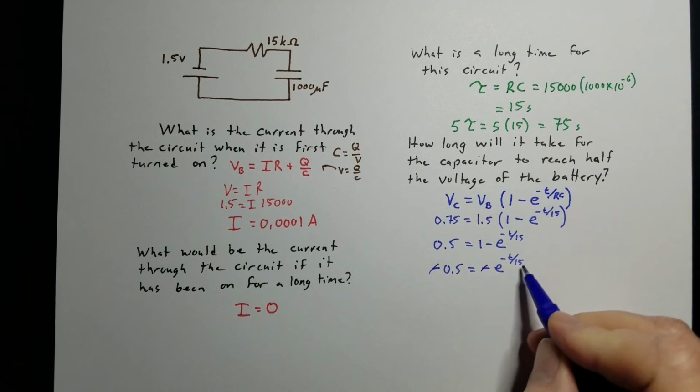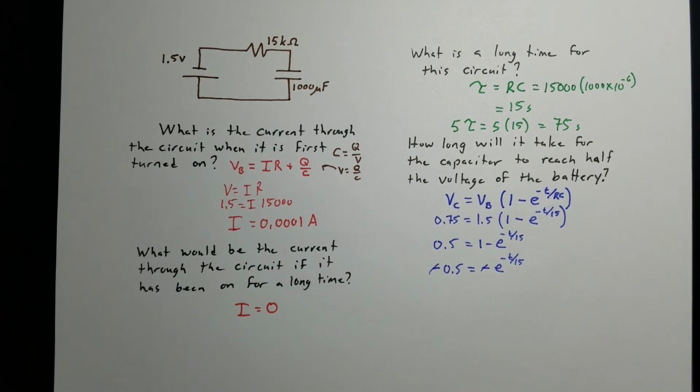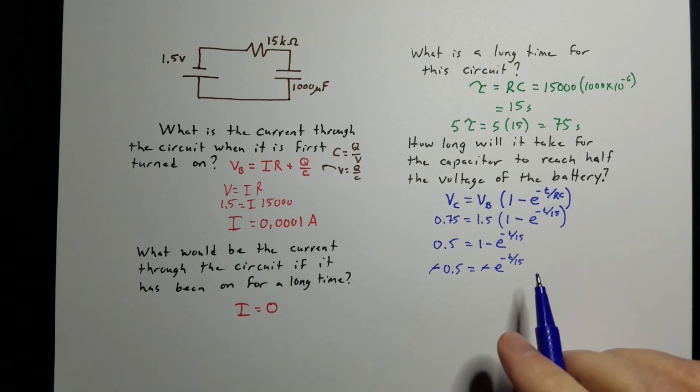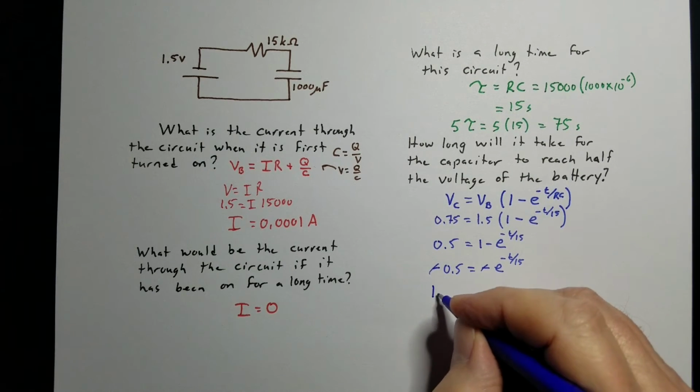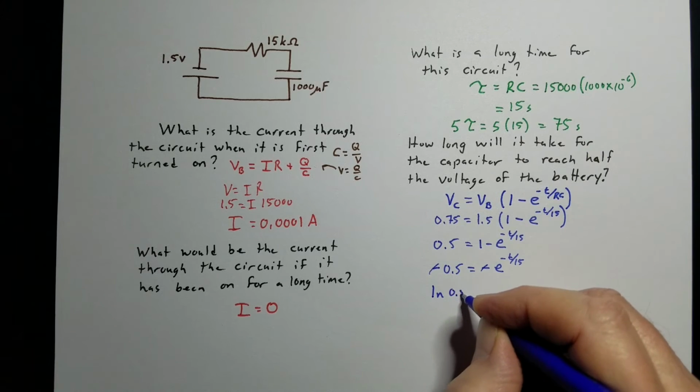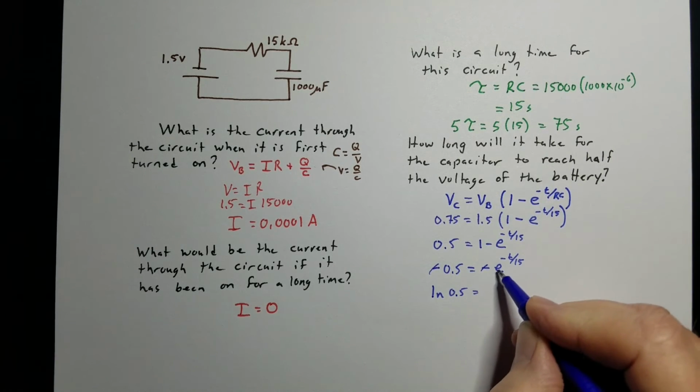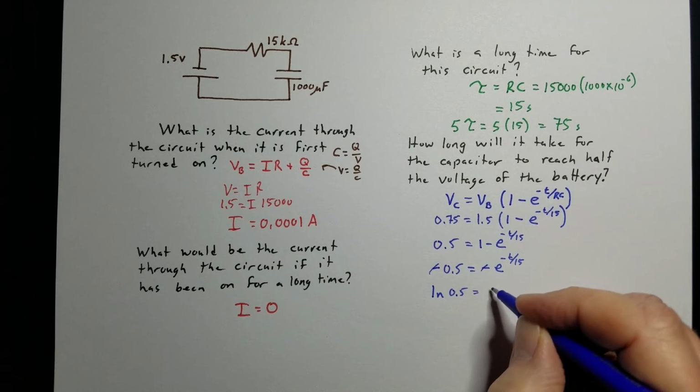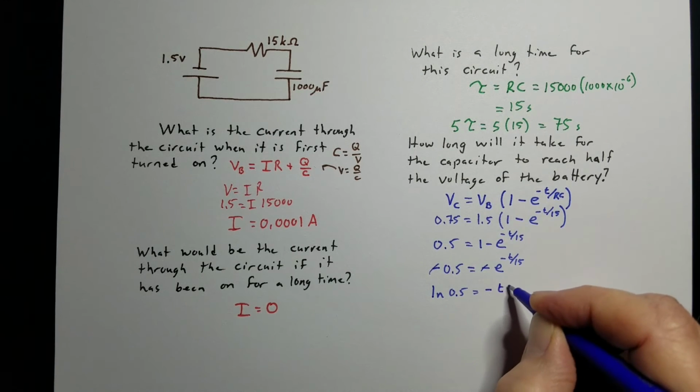But I've got this e expression, so we need to get rid of that. So we're going to use the natural log. The natural log of 0.5. The natural log and e cancel each other out. And so we just get minus t over 15.